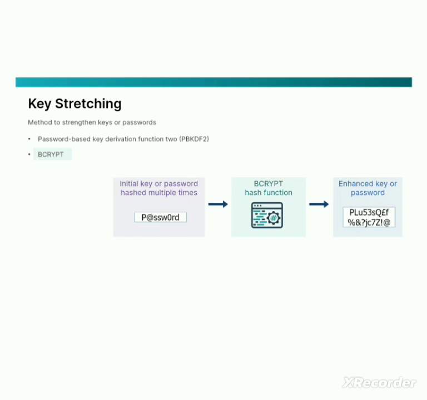When bcrypt is used, a key or password is hashed multiple times before a 128-bit salt is added. Then the combined value is hashed once more. The final hash output is the enhanced key or password. A salt is a random value that is added to another value to increase entropy.